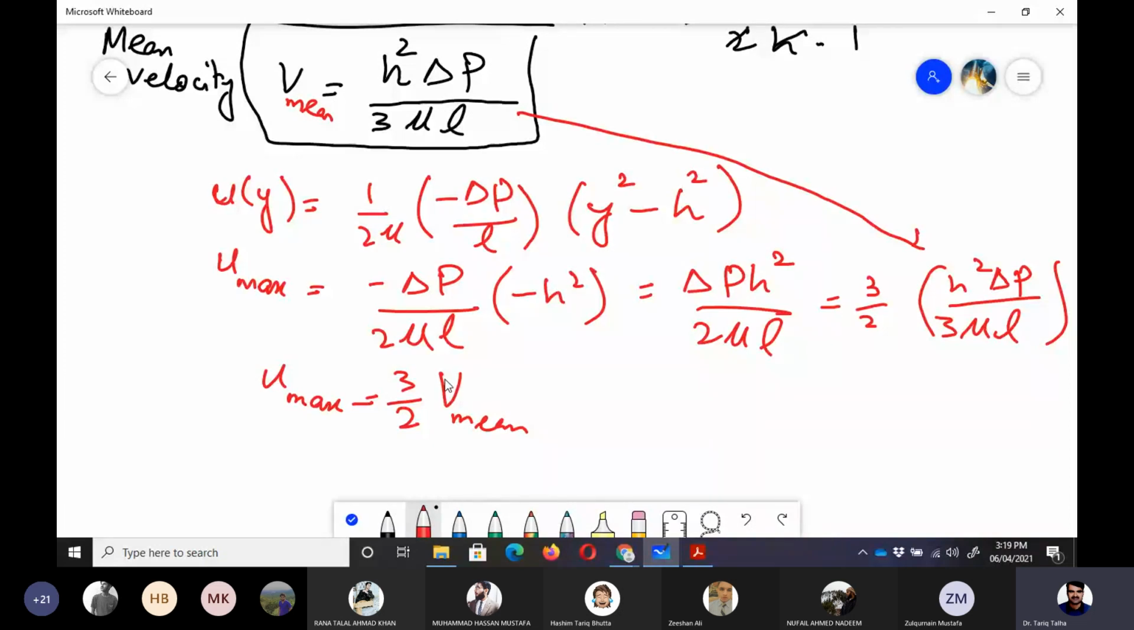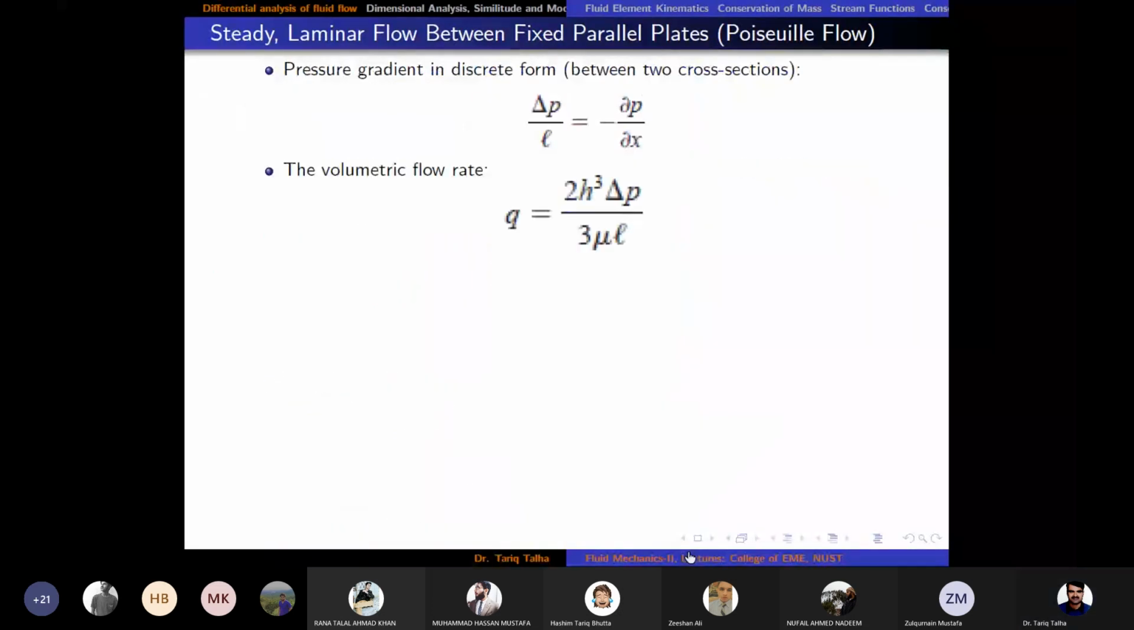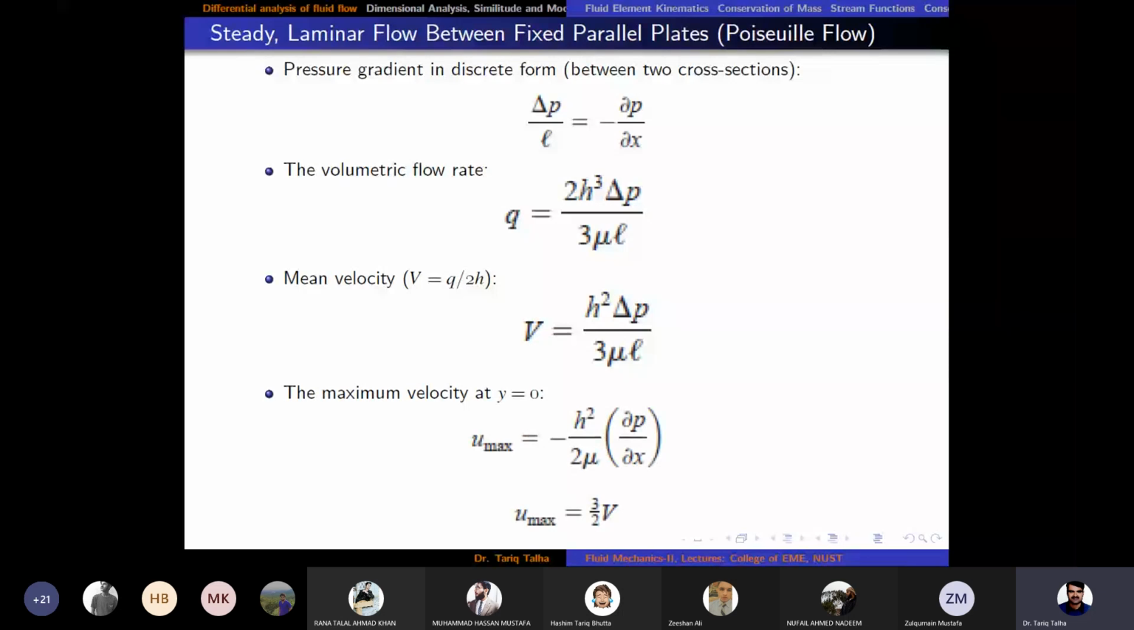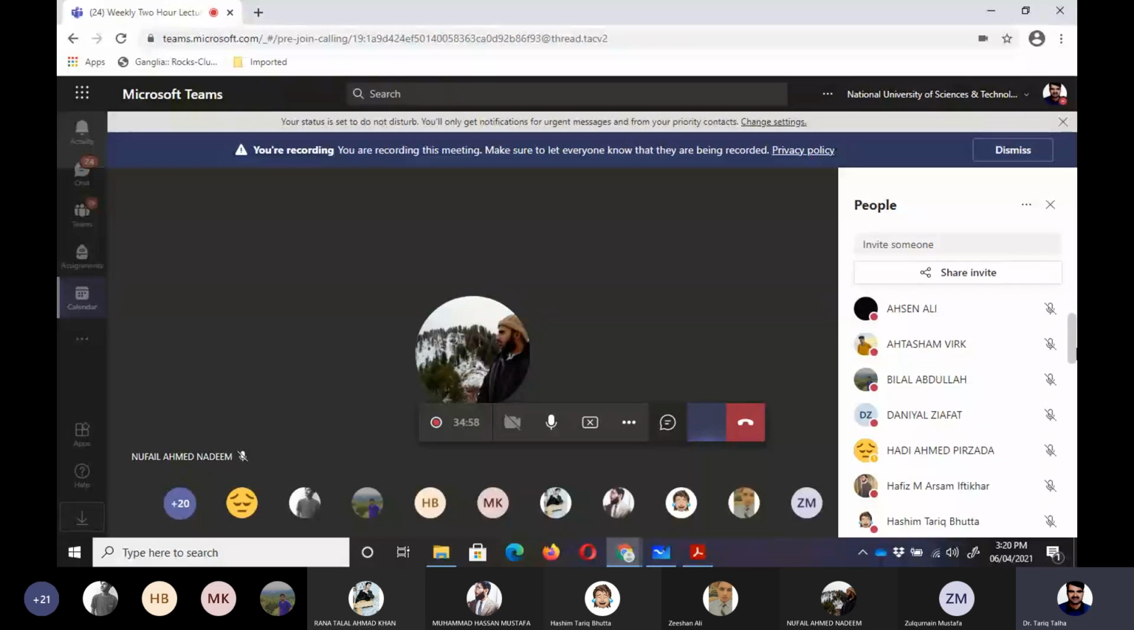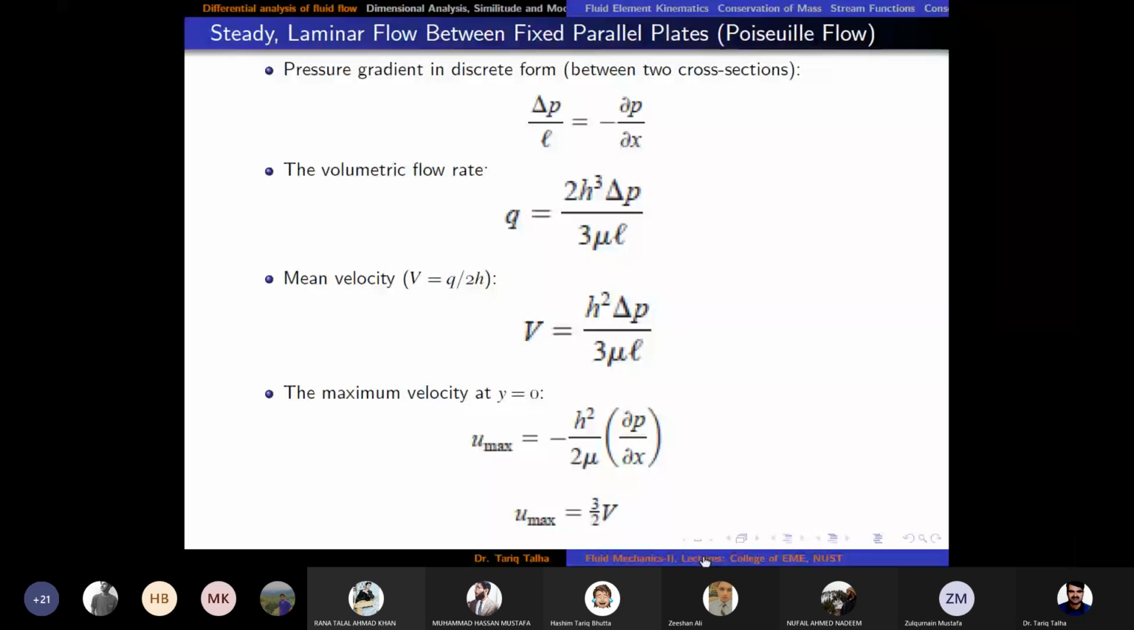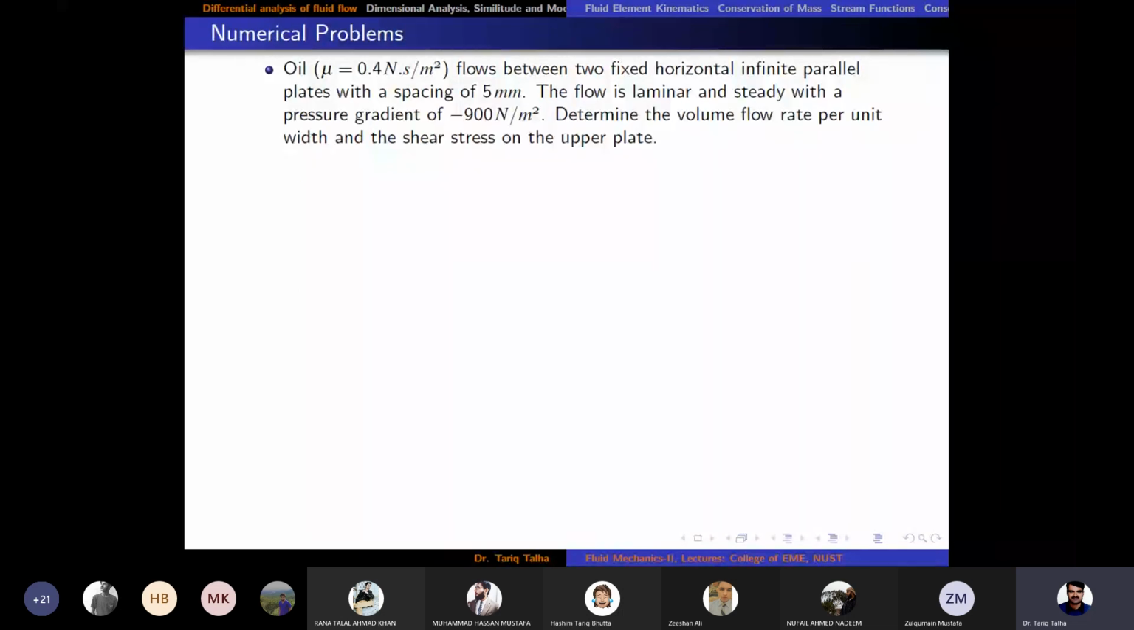Right. So now we have done this. Any query up till now? If you have got any query, you can ask. Otherwise, we can continue with some numericals related to this flow between two parallel plates, which is to be discussed today. So it seems that everything is clear, which is very good. So now we do a couple of numericals, or you can say derivations.